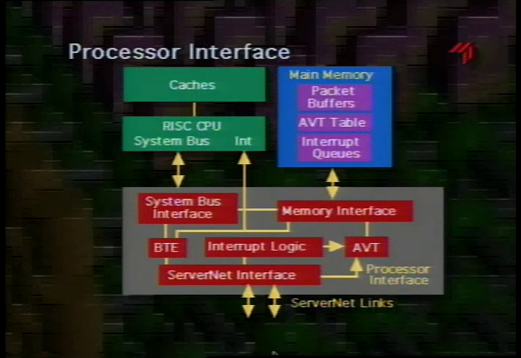The next of the key chips used to implement ServerNet is the processor interface ASIC. The processor interface is the box shown at the bottom of this diagram and provides all the paths between the CPU, main memory, and a pair of ServerNet ports. All traffic to main memory, including traffic from the local processor, flows through this chip.